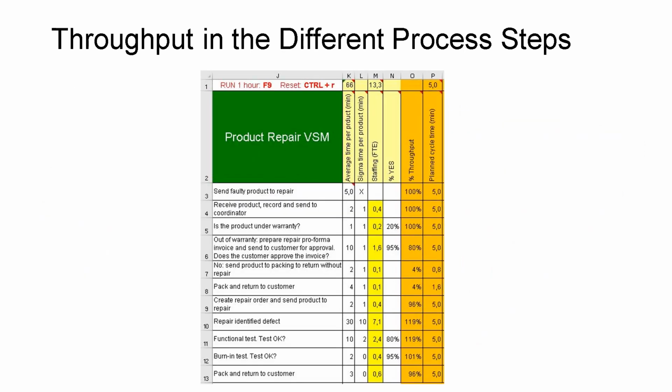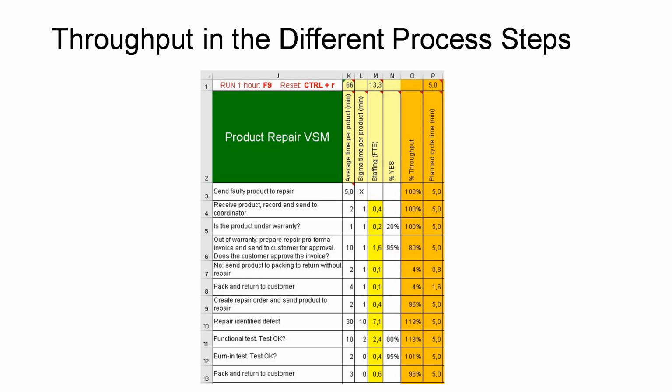Since not all products flow through all steps, we need to know the proportion of the throughput entering the line which is flowing through each step. This is reflected in column O. All products entering the line flow through the first 3 steps, 100% in column O. In step 4, line 6, only the products which are not under warranty are processed, that is 80%. In line 7, only products to be returned to the customer without repair are processed, that's 4%.